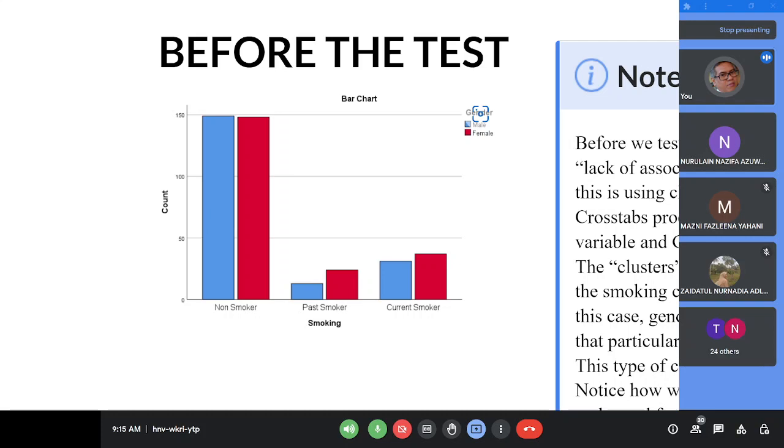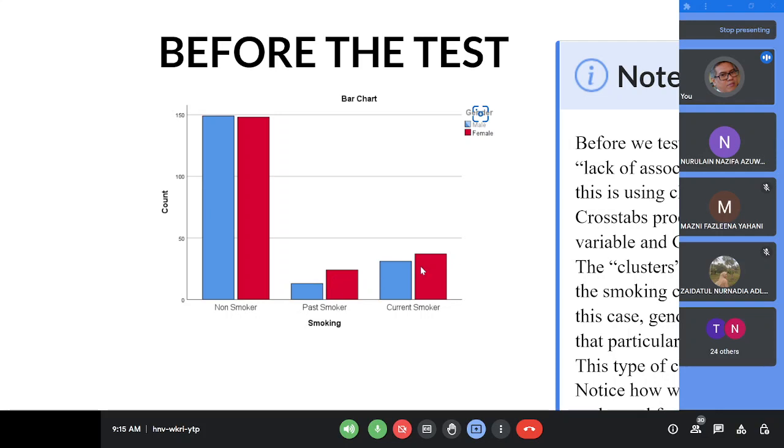cluster bar chart. So kalau tengok kat sini, memang saya pastikan the situation maybe it will give you the answers to be not associated because the difference between the two categories doesn't show much difference. The difference is not too large. Kau tengok yang non-smoker almost the same. Untuk yang current smoker pun almost the same. Cuma yang past smoker ni dia dah besar sikit.